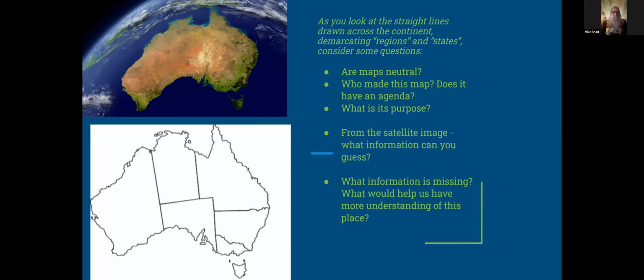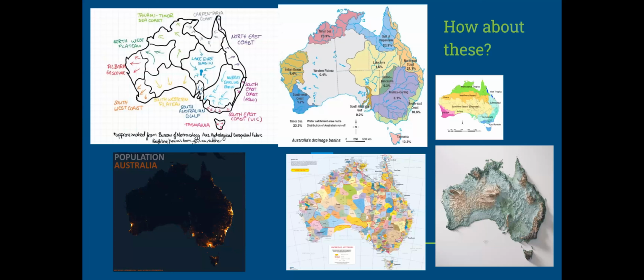Yep. Absolutely. And to be more succinct, the British. The British, right? Yeah. So what, and I think Ravi, you already touched on this, but what information is missing from this map? What kind of information would help us have a better understanding of this place? There's almost no useful information on this map. This is stripped bare.